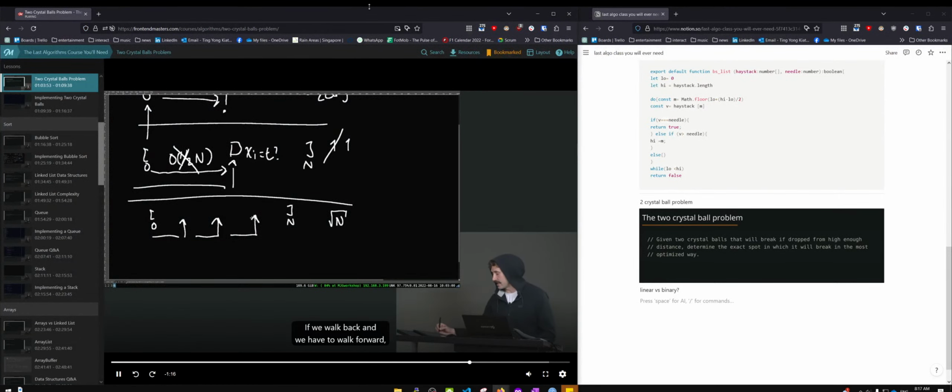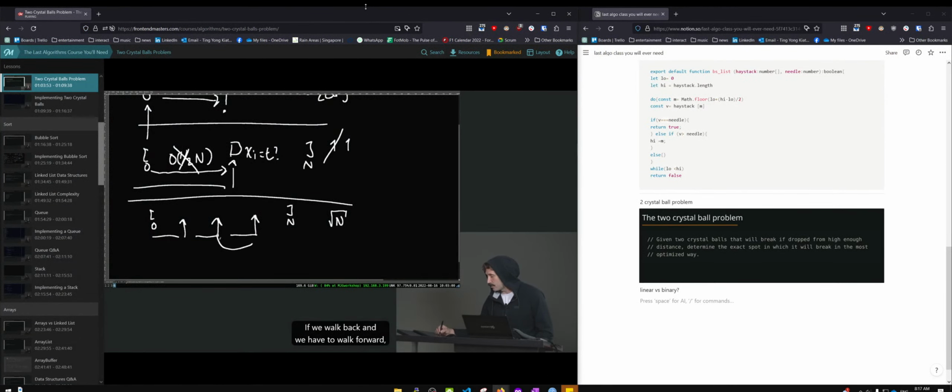and find the point of breaking. If we walk back and we have to walk forward, how much are we going to walk forward at most? The square root of n. So what is the running time of having to do a square root of n plus a square root of n worst case? Because we could have to do a square root of n jumps until we're off the board, back it up by square root of n, and walk square root of n.